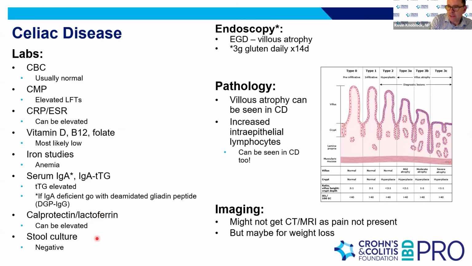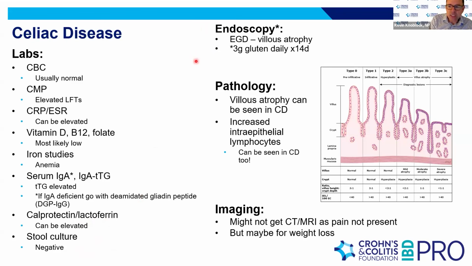Stool culture obviously should be negative unless there's something else going on, but in celiac for sure. So this picture, again, it'll fit, you're asking them, they're eating gluten, etc. Endoscopy, EGD will be the first test. And then the person performing that EGD will see this villus atrophy, the villi are flattened, that architecture sort of gone.